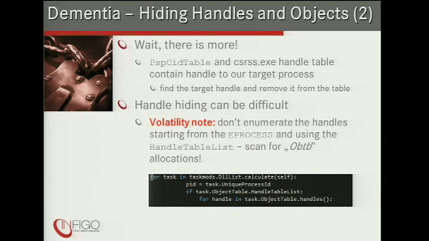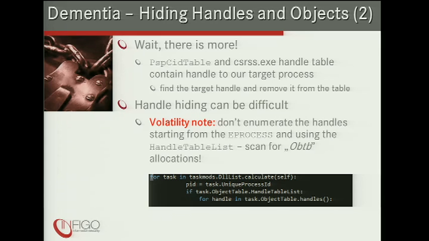Okay, but that's not all, because the target process handle is also present in the PSP CID table as a global handle table list, and it's also present in the handle table of the CSRSS process. So I also have to remove it from there. I then find this target handle and remove it from these handle tables. As you can see, handle hiding can be really difficult. I'm sure that I have missed some artifacts that are not hidden yet, but could show some target process activities or traces.